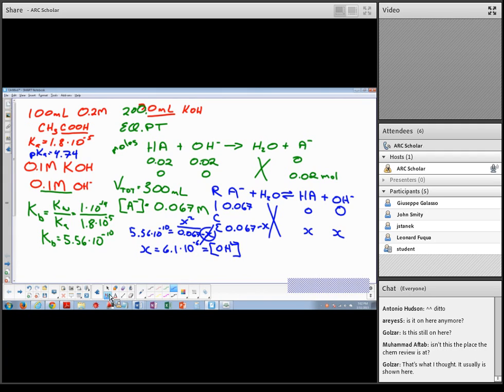Okay, so from OH minus, I can find pOH, right? So my pOH, I'll put over here, ends up to be 5.22. Therefore, my pH is 8.78. So remember, how are pH and pOH related? 14 equals pH plus pOH.